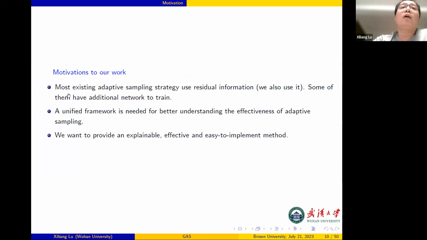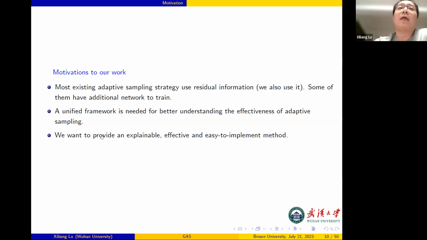If we look at all the existing work, we find that most of them are using the residual information. Of course, we also use it. The residual information is very important. And some of them have an additional network to train, which makes the whole work a little bit complicated. So there are a lot of ways, but we want to find out whether we can put and understand all these methods in a unified framework. Then we maybe can find a better way to do this adaptive sampling. So that is our goal.